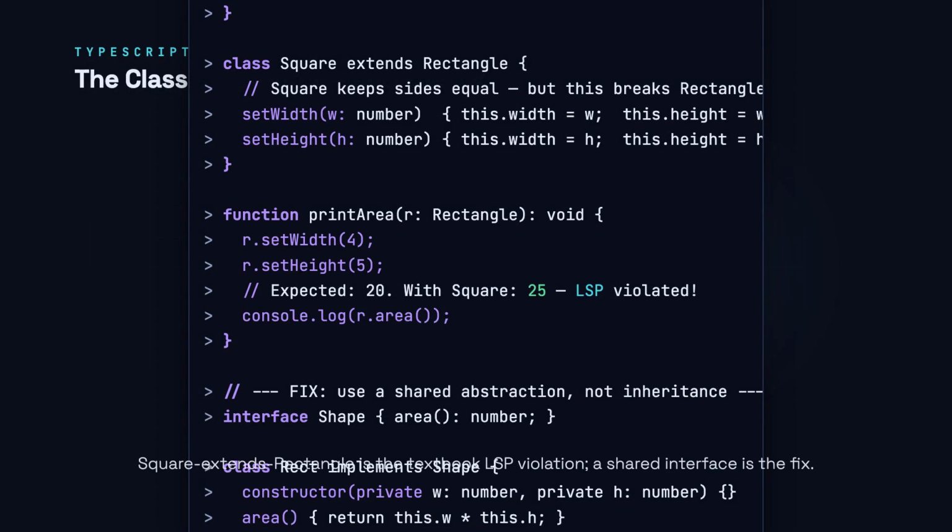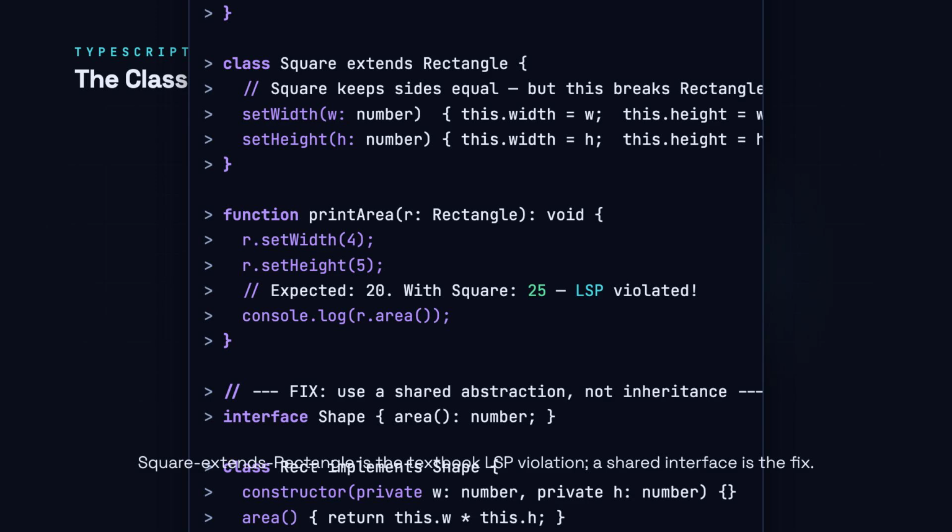Let us trace the violation first. Rectangle exposes setWidth and setHeight independently, and its contract implies they are independent. The function printArea sets width to 4 and height to 5 and expects an area of 20. Now we pass in a square. Because square overrides setWidth to also set the height, calling setHeight next sets both sides to 5, so area returns 25, not 20. The subclass silently broke the caller.